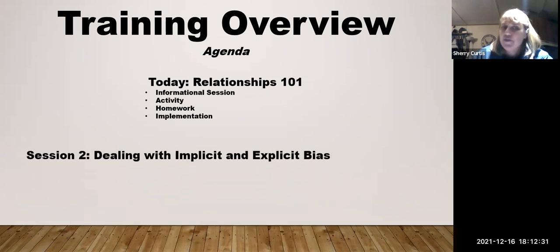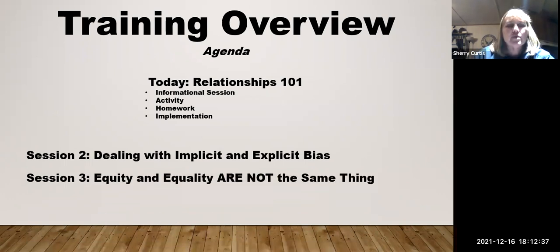Okay? Next month, we'll talk about dealing with implicit and explicit bias. And then we'll talk about how equity and equality are not the same thing. We're starting with relationships first because sessions 2 and 3 are some pretty serious sessions. So we need to build our own relationships first so we can have the more difficult conversations in sessions 2 and 3. Just like you are going to need to build good, solid relationships with your students, so later on you can have those difficult conversations about bias and equity.